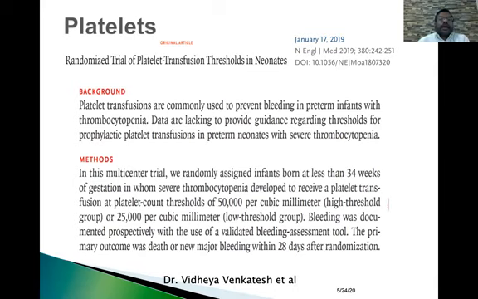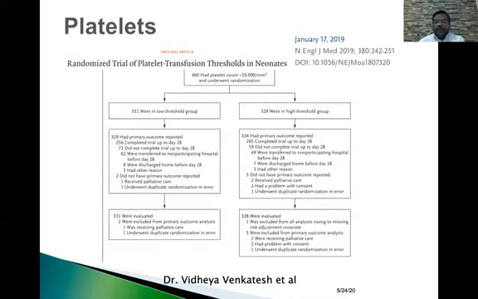They randomized infants born at less than 34 weeks of gestation in whom severe thrombocytopenia developed to receive a platelet transfusion at a threshold of 50,000 per cubic millimeter, which they call a high threshold, or 25,000 per cubic millimeter, which they call a low threshold. Bleeding was documented prospectively with the use of a validated bleeding assessment tool, as I mentioned, and the primary outcome was death or new major bleeding within 28 days after randomization.